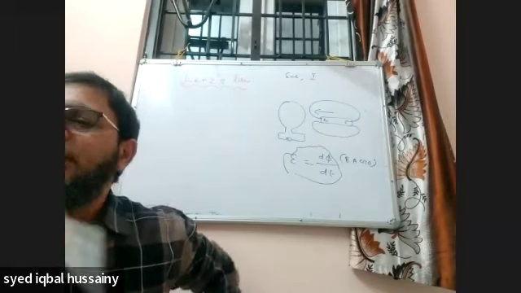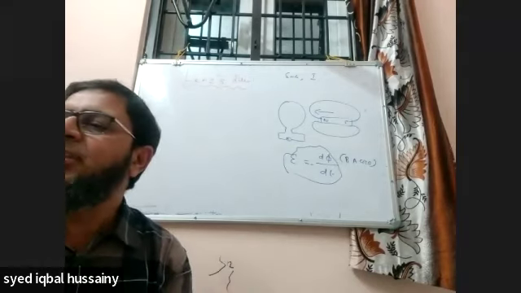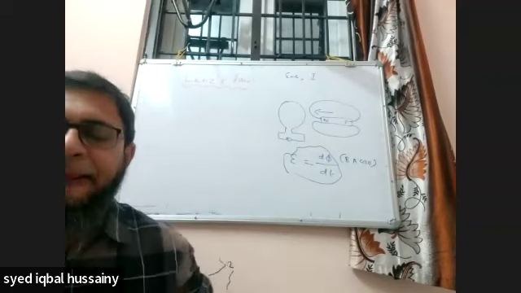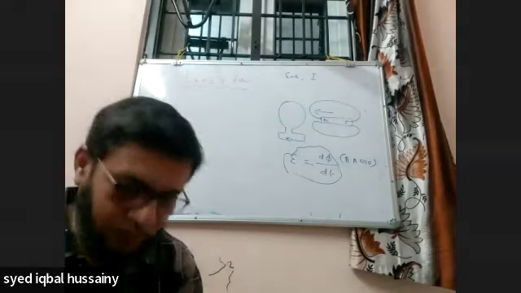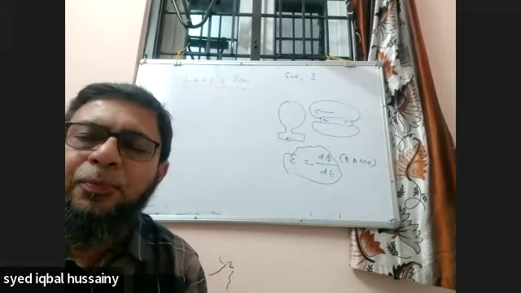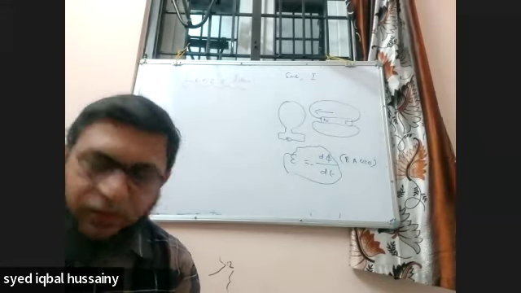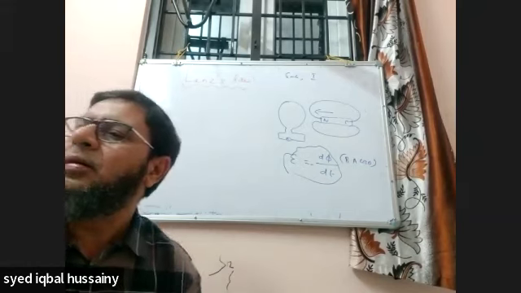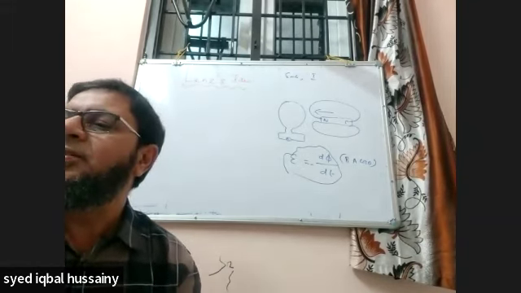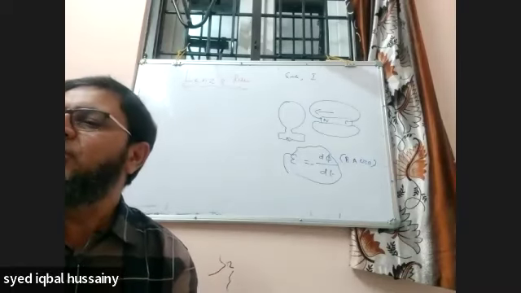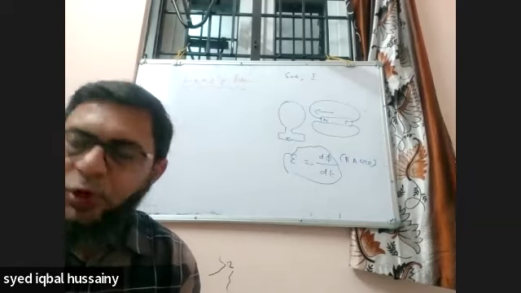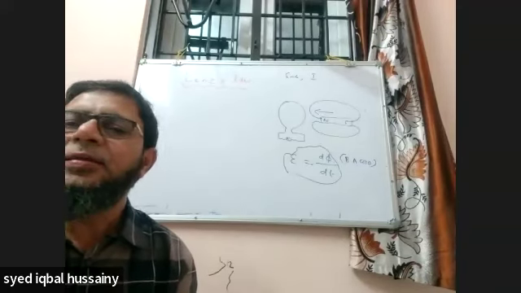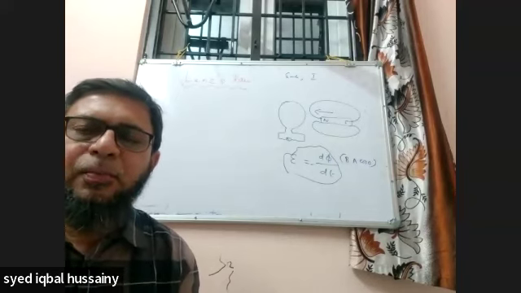It states that the direction of the induced current is such that it opposes the cause which produces it. That is, it opposes the magnetic flux.